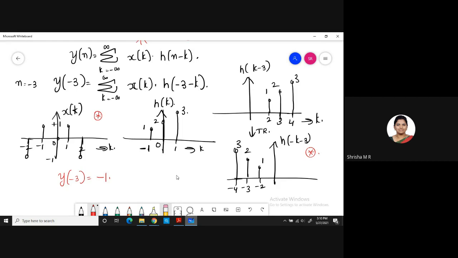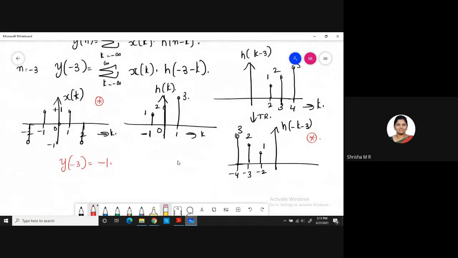Clear? This is the first step. Clear or not? Guys, reply it's clear or not, or you want me to explain once again? Clear?